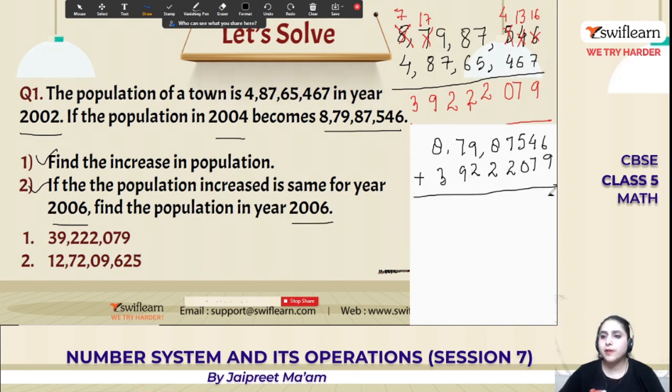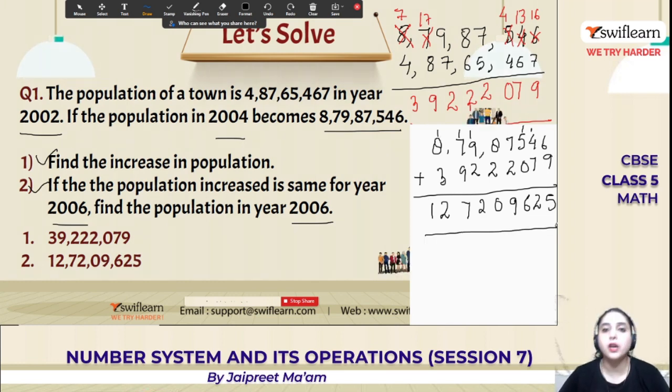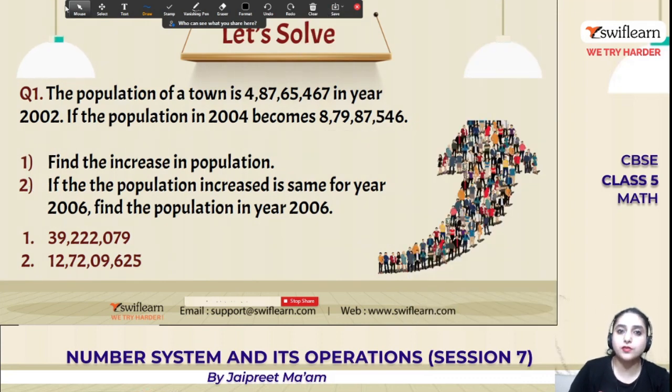So 6 and 9 will make 15, 1 will be carried forward, 7, 4 and 1 will make 12, 1 carry forward will be 6 and it's 9, it's 10, 1 carry forward will make it 12, 1 carry forward will make it 17, okay, it's 70 and 8 and 3 makes 12 because 1 is carried forward. So our final answer, the population in the year 2006 is 12 crore 72 lakh 9,625. Got it? So there were two parts of the word problem.